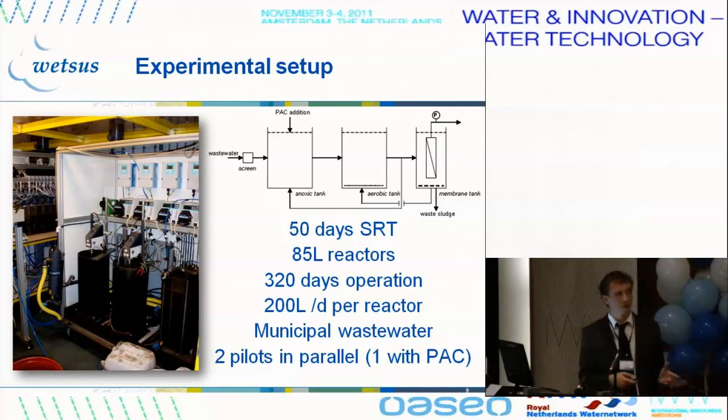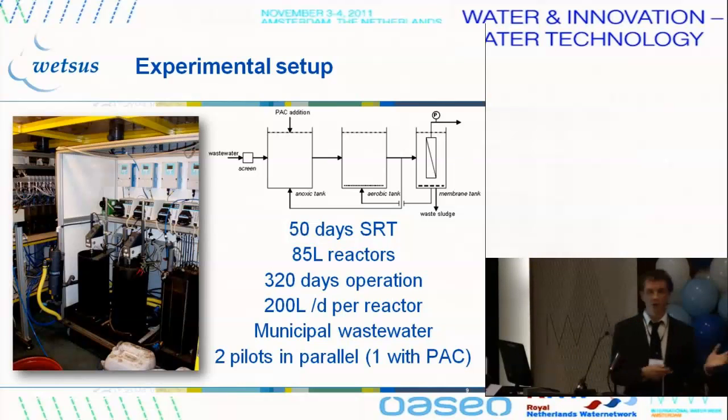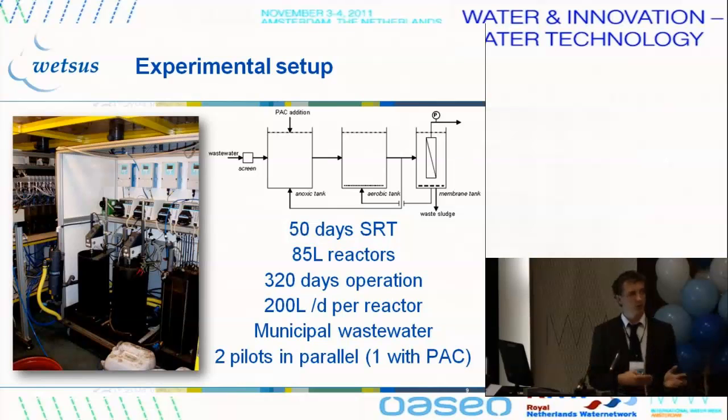So now I will present the follow-up on the reactor, because we found that there was improved filterability. We started to get an idea on why that was the case, but we also wanted to check what would be the effect on the other parameters of the membrane bioreactor. Filterability is not everything. So here is again the membrane bioreactor. We had two membrane bioreactors running in parallel, both with 50 days of sludge retention time. They were 85 liter reactors with about 10 hours of retention time. So we had 200 liters per day per reactor of produced permeate.